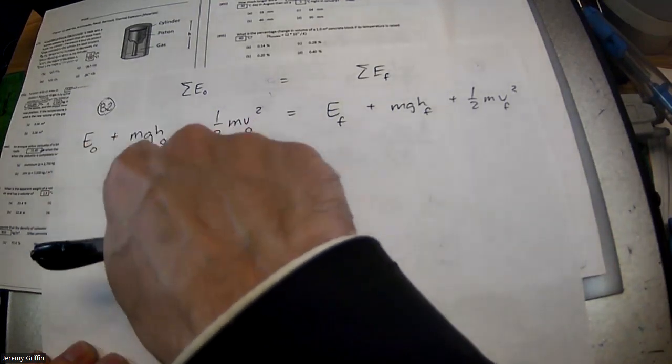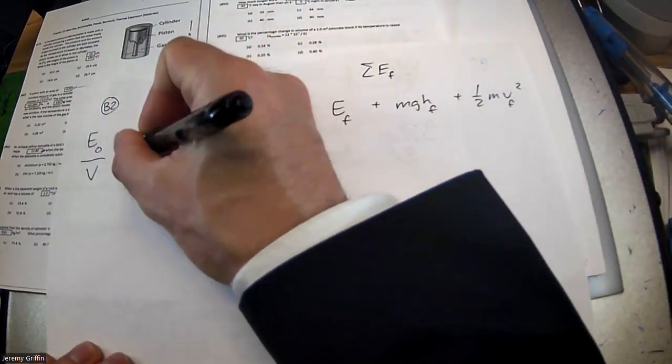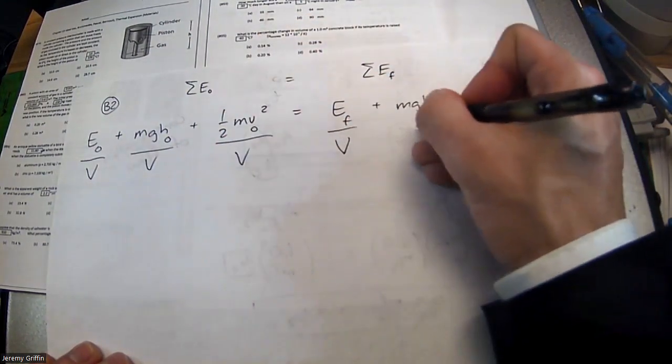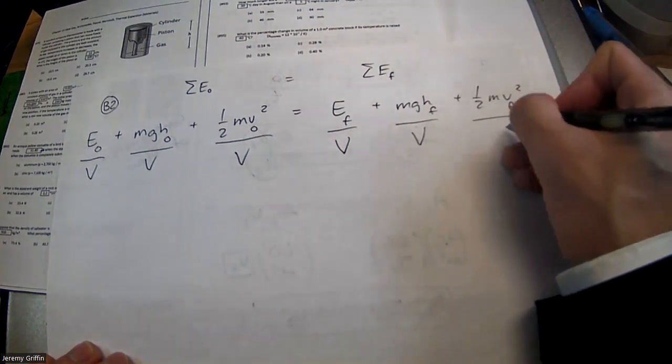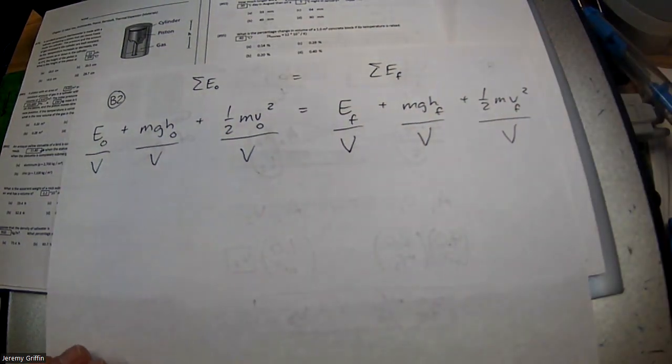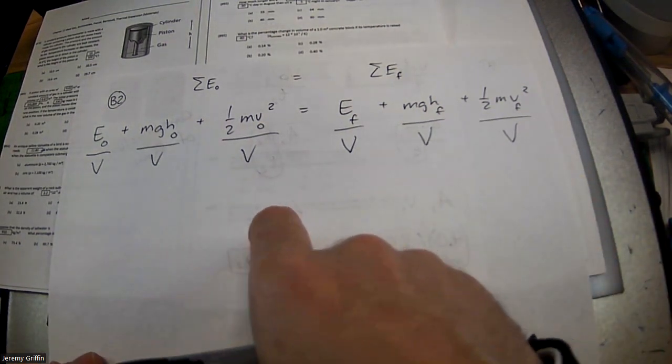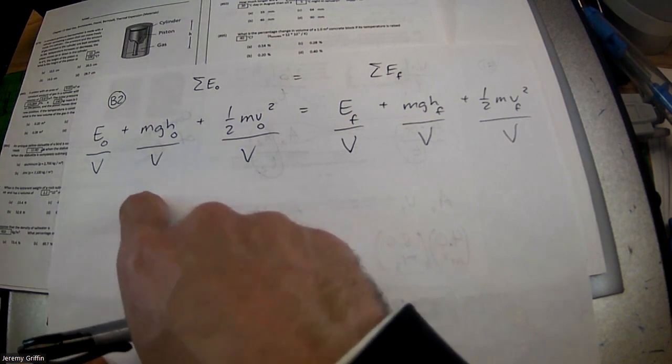Now, I have 6 terms here. If I divide each term by the same thing, then I do have a consistent equation. And I'm going to divide by capital V for volume. So each of those 6 terms I'm dividing by capital V, volume. Now this is no longer going to be energy units. What is it going to be? All right, let's take a look.